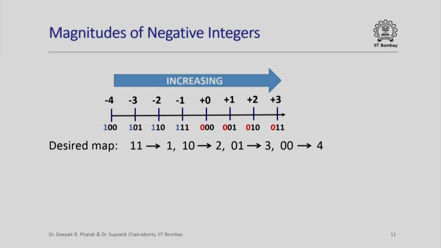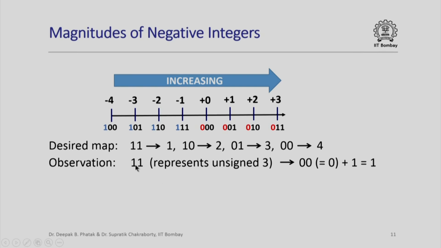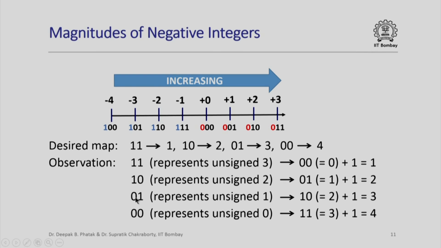Yet another way to think about this is to say that you look at 1 1, which represents the unsigned integer 3, flip all the bits, you get 0, and then you add 1 to it, and that gives you the magnitude that you want it to represent. You look at 1 0, which represents the unsigned integer 2, but you want it to represent 2, so flip all the bits, you get the unsigned integer 1, then add 1 to it, you get 2, and so on. 0 1, which represents the unsigned integer 1, but you want it to represent 3, so flip all the bits, you get the unsigned integer 2, add 1 and you get 3, and so on for 0 0 as well. 0 0, when you flip, you get 1 1, which represents the unsigned integer 3, you add 1, then you get 4.